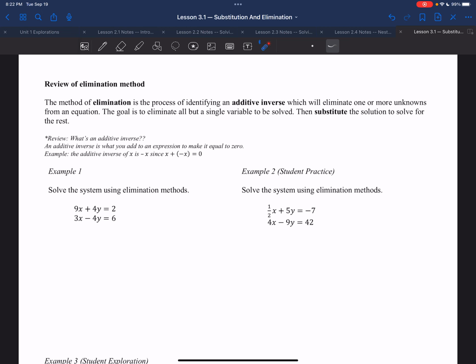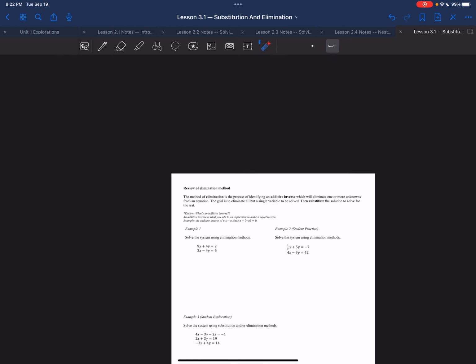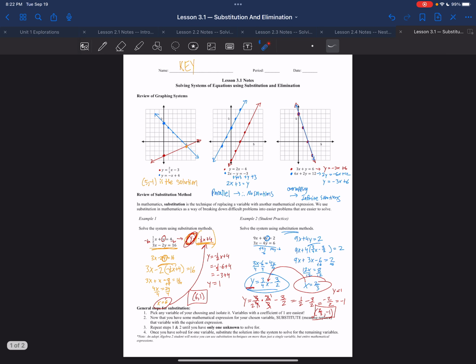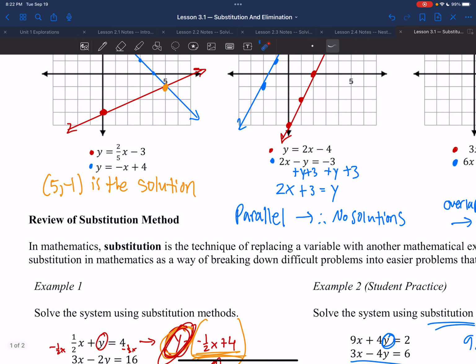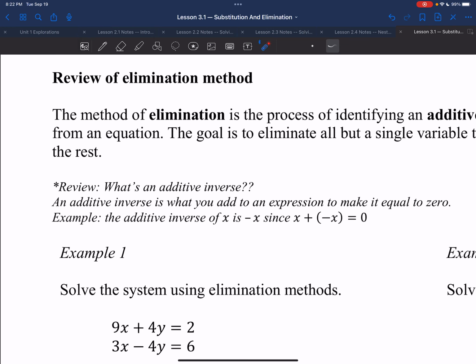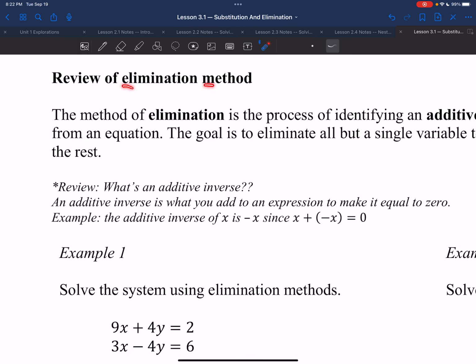Okay, review of the elimination method. Did I capitalize that? No, I didn't. Review of substitution method, I capitalized those. And now, over here, I did not capitalize E and M.